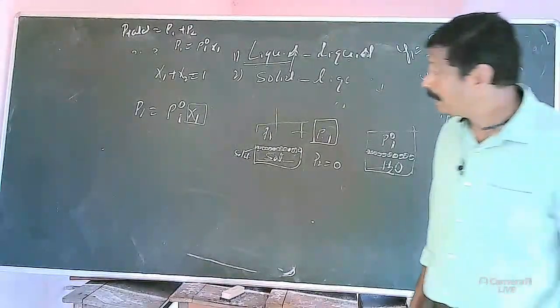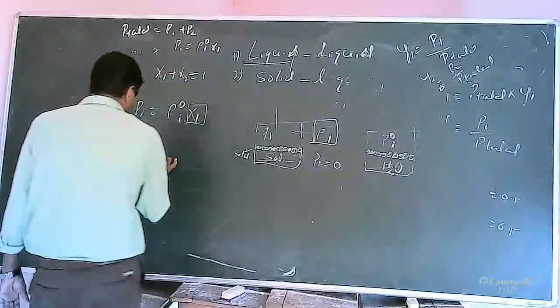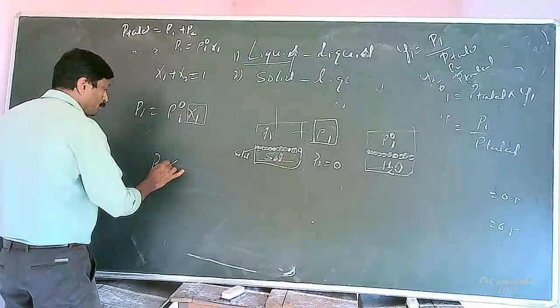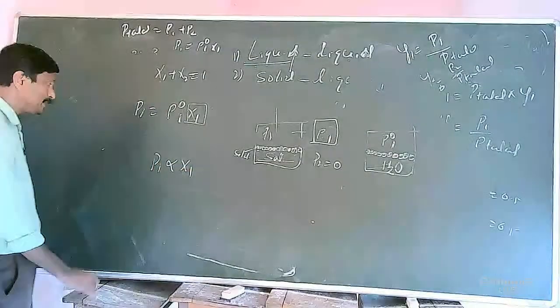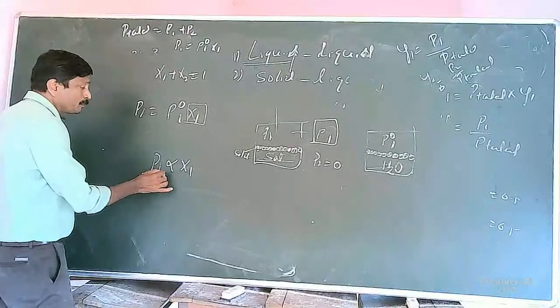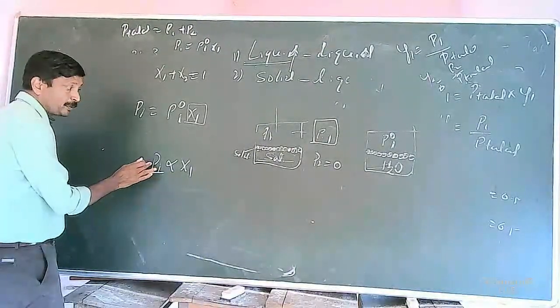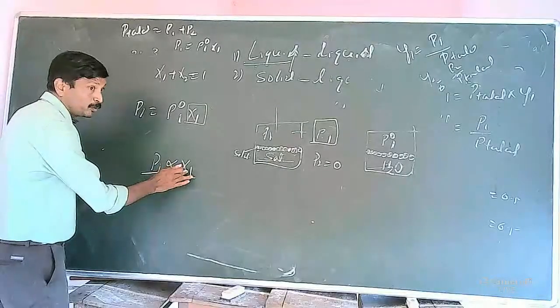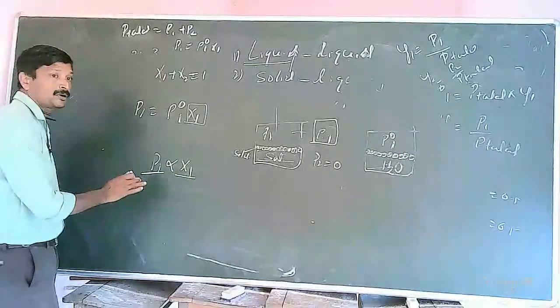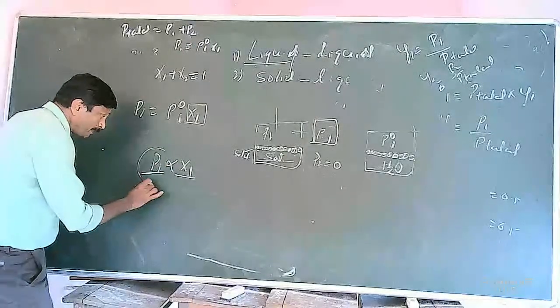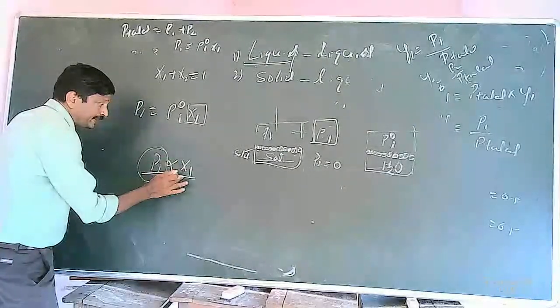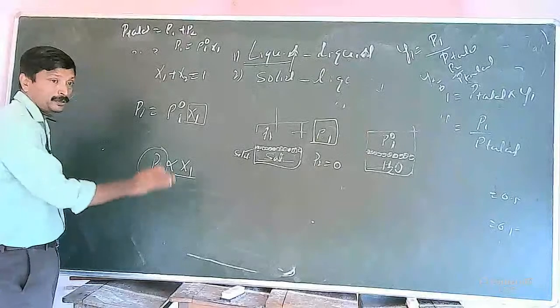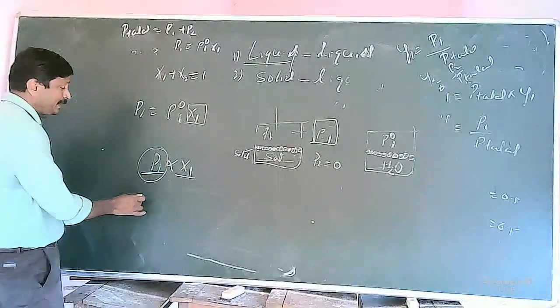Because both are volatile. Here also, P1 is proportional to X1. What is this P1? The vapor pressure of the volatile component. The vapor pressure of the volatile component is directly proportional to the mole fraction. In general, how do you define Raoult's law? The vapor pressure of the volatile component is directly proportional to its mole fraction.